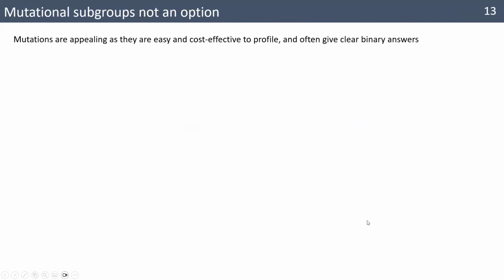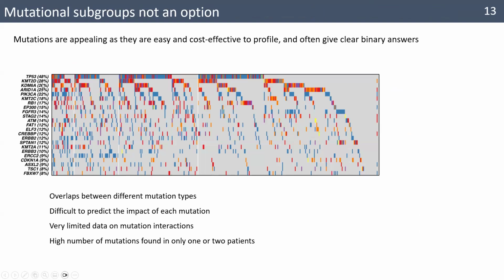So people have tried to use mutations to do this. The problem with mutations in bladder cancer is because there's so many, and because there are so many different types of mutations, there aren't nice clear groups. A group of patients that are mutated in TP53 but nothing else. You see that there's overlap, each column here is a different patient. And there's lots of overlap between different mutations, and then you'll have groups of patients where there are no mutations in these common genes.